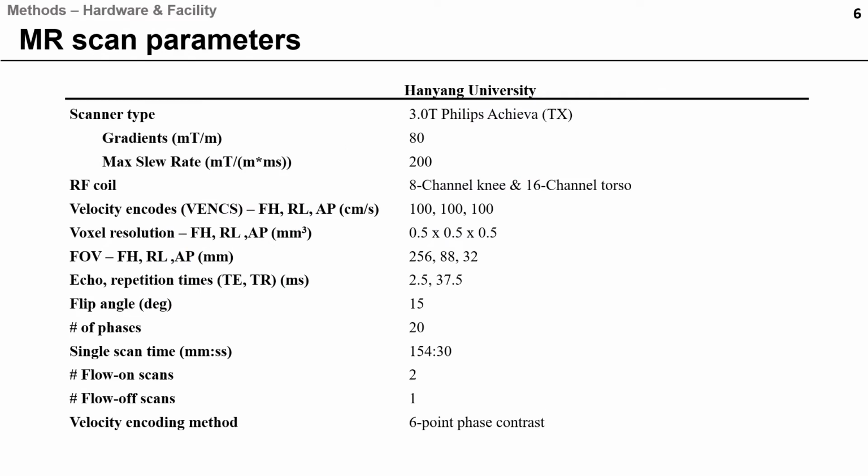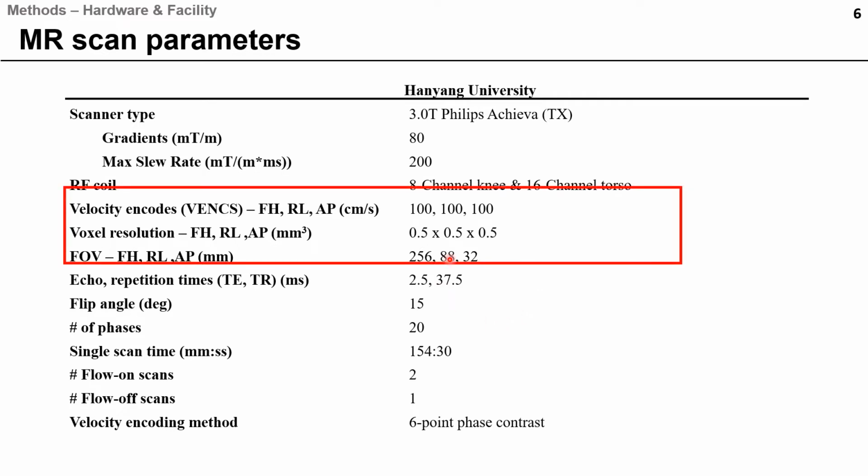So these are our MRV scan parameters. For the two different RF coils, we set the MRV scan parameters as the same as possible. Especially, we set the VENC to 100 centimeters per second, and we also set 0.5 millimeters for our voxel resolution.